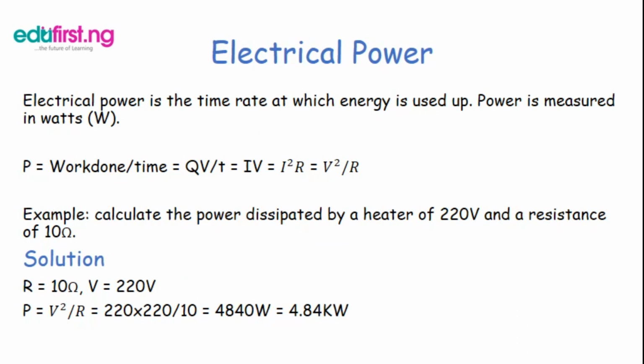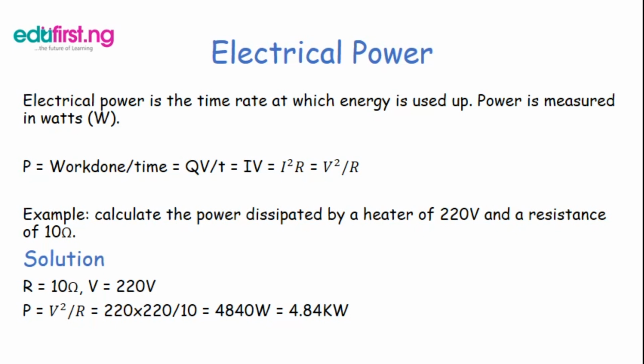Electrical power. Electrical power is the time rate at which energy is used up. Power is measured in watts. So power P is equal to work done over time, which is equal to QV over T, which is equal to IV.